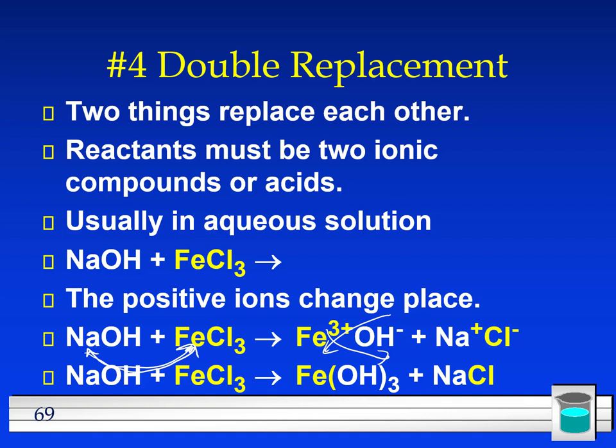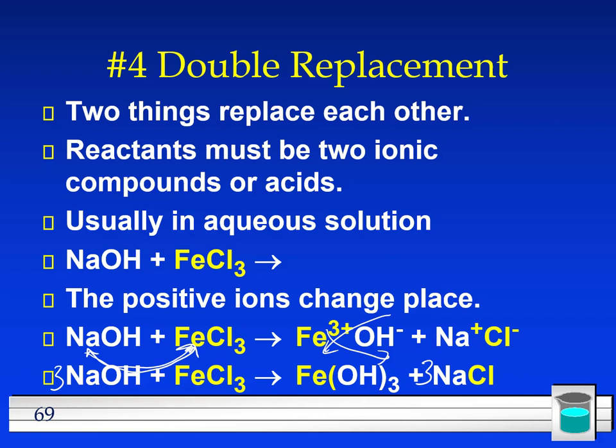Then I have to balance. Okay? 1 Na, 1 OH, 3 OHs. I'm going to put a 3 in front of NaOH so I can get 3 OHs. Ever see my 3 OHs over here? So now I got 3 OHs. That gives me 3 Nas, so I got to put a 3 in front of NaCl. Not only does it give me my 3 Na, it also gives me 3 Cls, which I wanted anyway. So now it's all balanced. 3 Nas, 3 Nas. 3 OHs, 3 OHs. 1 Fe, 1 Fe, 3 Cls, 3 Cls.